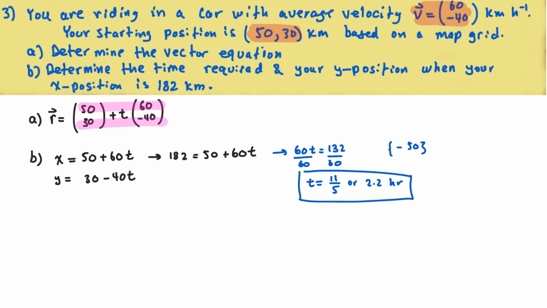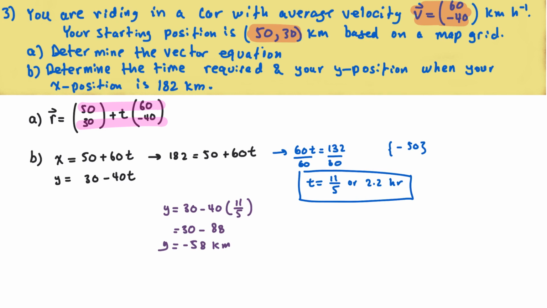If we know that it takes 2.2 hours to travel, we can plug that t value in here to figure out what our y position is. So for the second part, y is equal to 30 minus 40 times 11 over 5, or 2.2. This simplifies to 30 minus 88, and this becomes -58 kilometers, and that will be our y position.